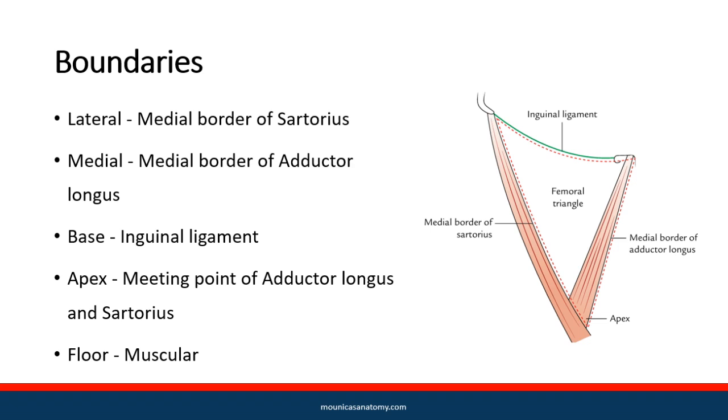Its apex is downwards. Boundaries are: laterally, medial border of sartorius; medially, medial border of adductor longus; base is inguinal ligament; apex is the meeting point of adductor longus and sartorius.